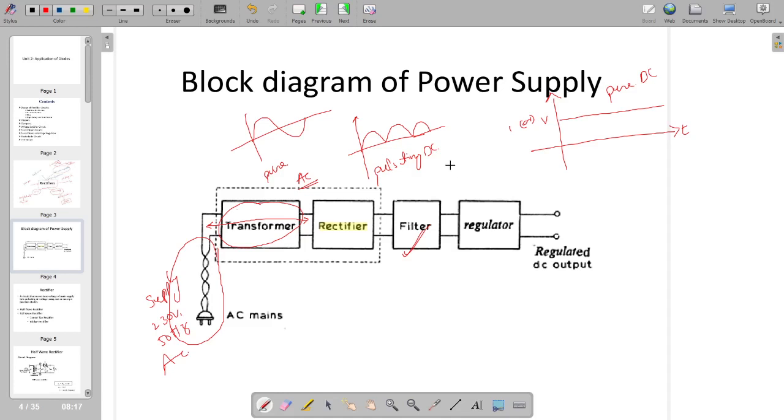After filtering, we still have some ripple content in the DC. So in order to regulate, we use a regulator circuit, and we will get a regulated DC output like this.